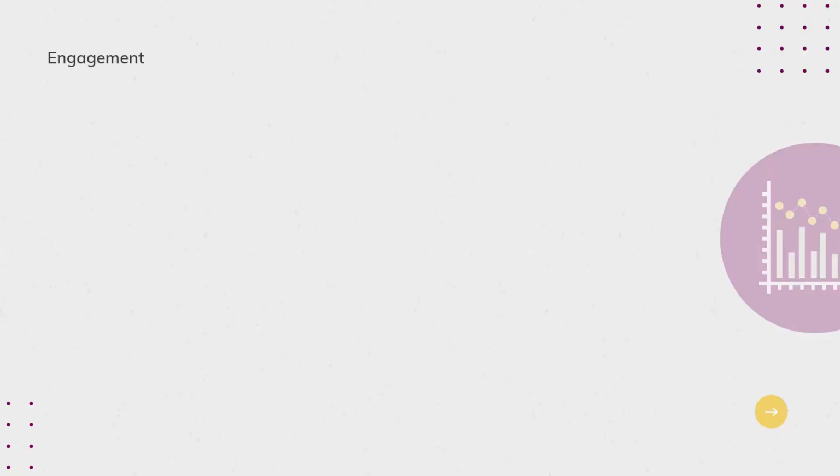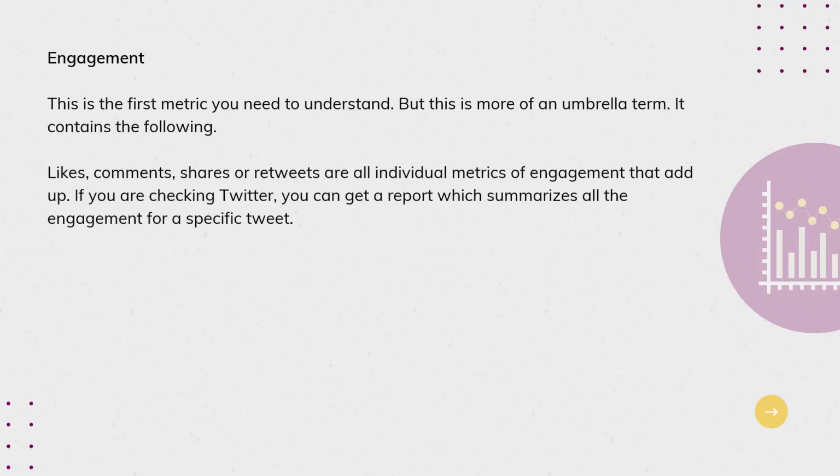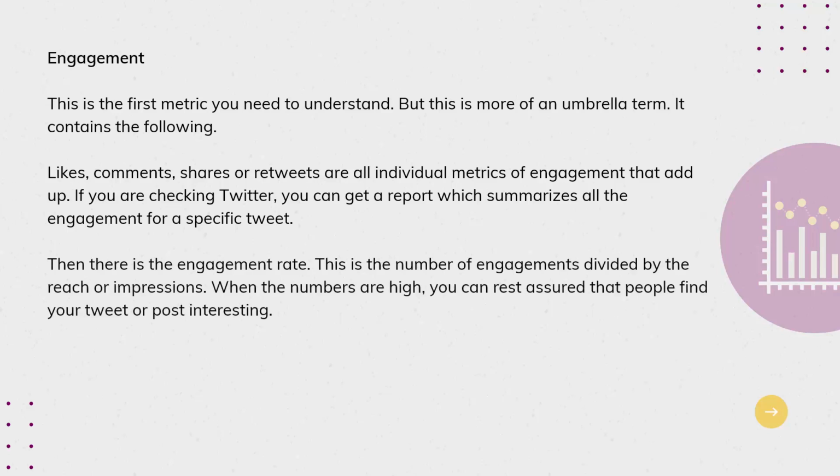Engagement. This is the first metric you need to understand, because this is more of an umbrella term. It contains the following: likes, comments, shares, or retweets are all individual metrics of engagement that add up. If you are checking Twitter, you can get a report which summarizes all the engagement for a specific tweet. Then there is the engagement rate. This is the number of engagements divided by the reach or impressions. When the numbers are high, you can rest assured that people find your tweet or post interesting.